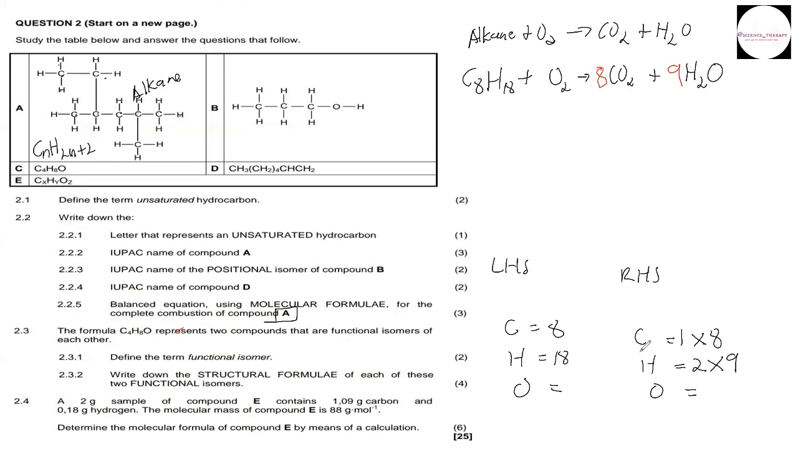Let's go to the oxygen atoms. How many oxygen atoms on the left-hand side? It's 2. But how many oxygen atoms on the right-hand side? Now, careful. This is how we do it. That's 8 times 2, giving us 16. But 9 times 1, that's just 9. So 16 plus 9 gives us 25. So we have 25 oxygen atoms.